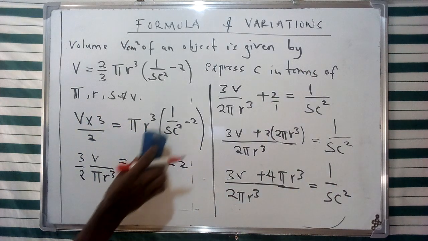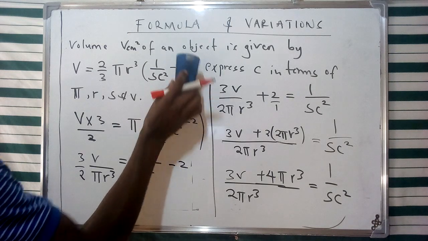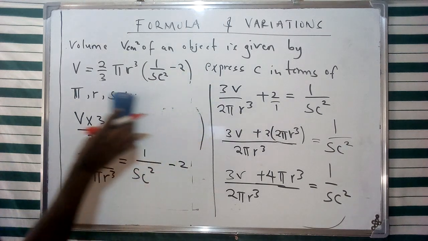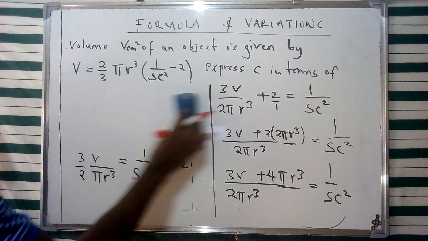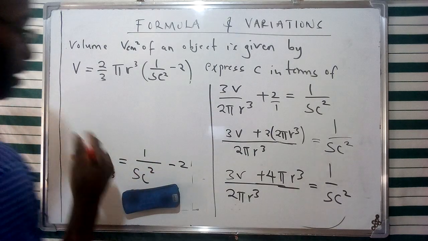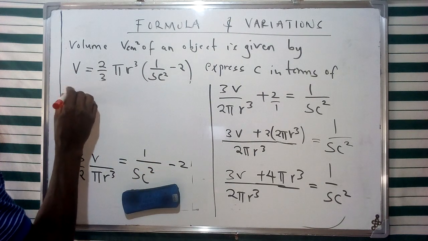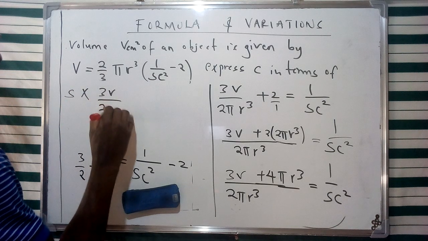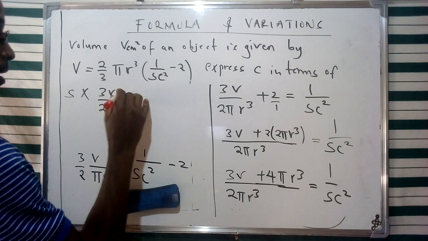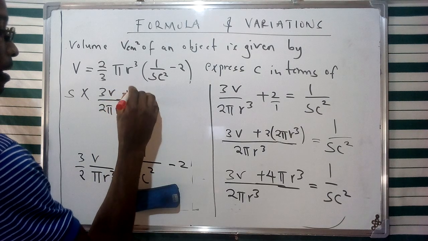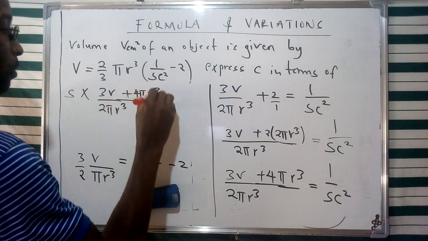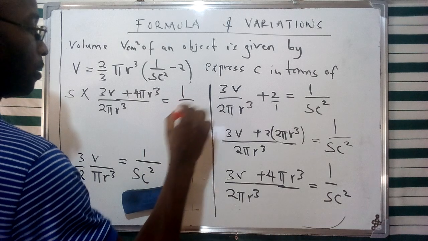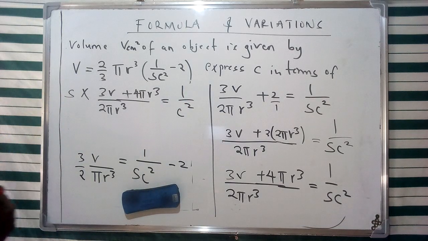remaining letter for S. So I presume that we can do away with this so that we have space for doing that. So we're going to have this one equation as S times 3v over 2 pi r cubed. So this one is plus 4 pi r cubed is equivalent to 1 over c squared given as such.